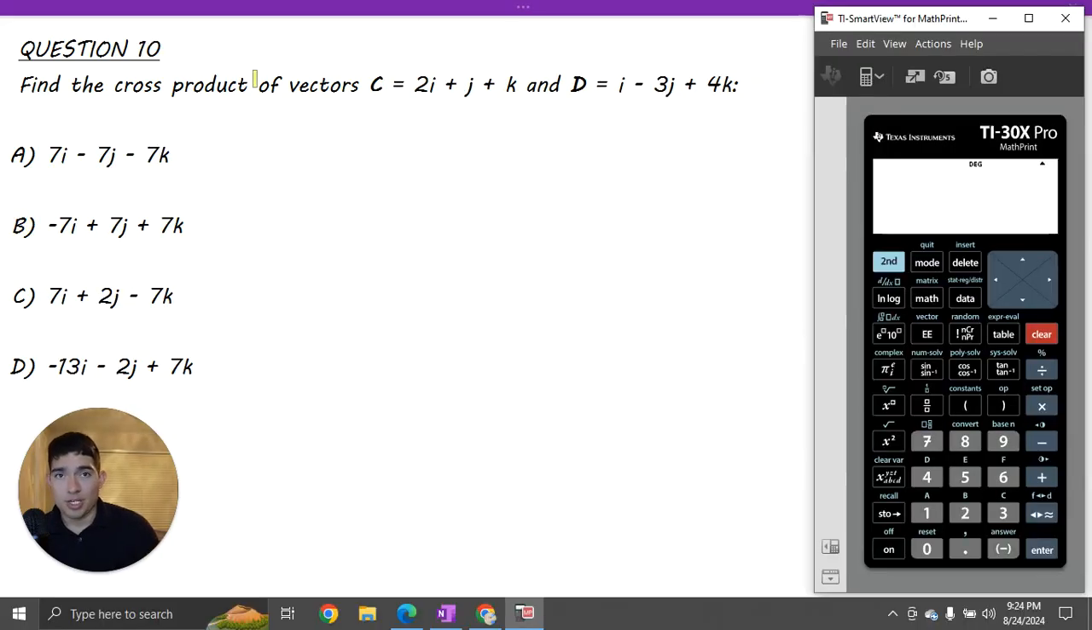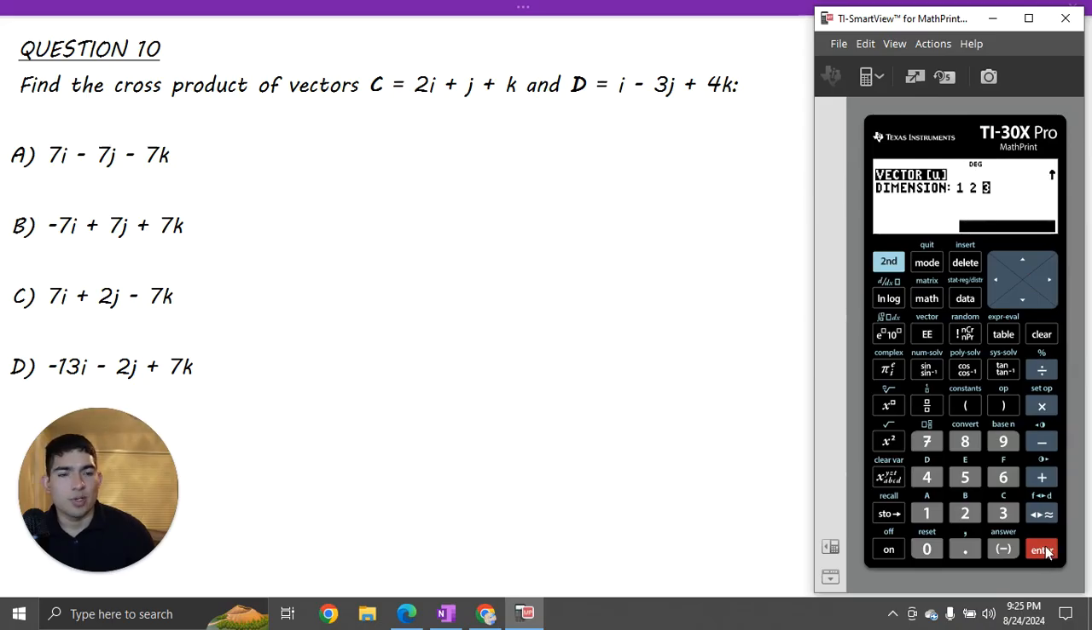Moving on to number 10, we have one more practice problem for cross products. This time we're given vectors C and D. So let's go ahead and use the calculator to get our solution. So we'll go once again to our vector screen. We can edit that first vector.